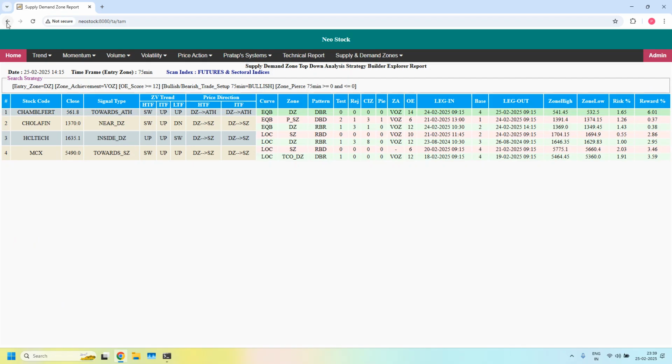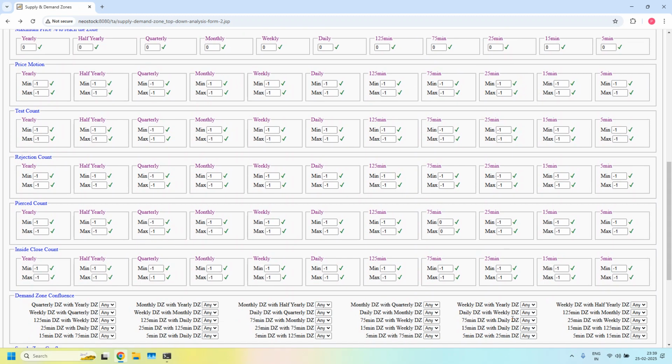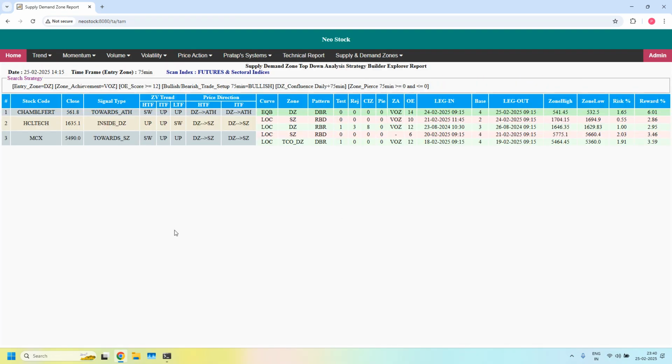First filter LTF, ITF supply zone confluence. That is 75 minutes and daily demand zone confluence. LTF, ITF, demand zone, not supply zone, demand zone confluence. Because we selected entry zone as a bullish. We got 3 stocks out of 4. In these 3 stocks, ITF trend is uptrend. So we will check.